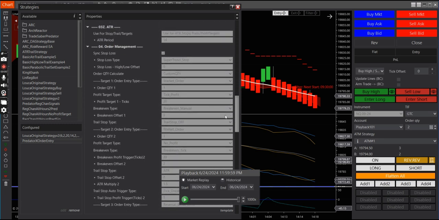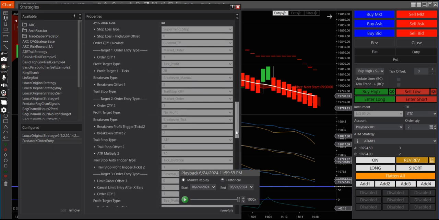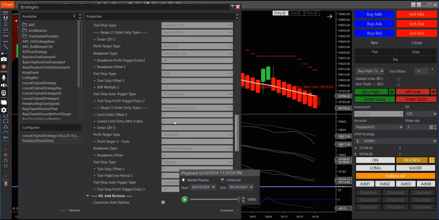Okay, so you see here the second order is a break even after 20 ticks, and then the third is a reversal break limit. Just in case it reverses, then it takes a trade on the reversal side. So I'm wondering if that could be the problem, the issue here.